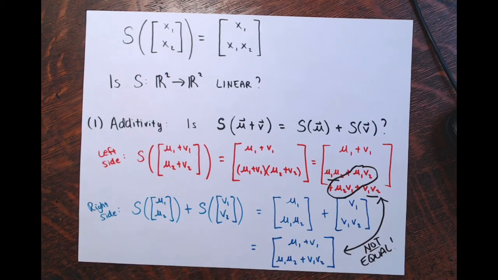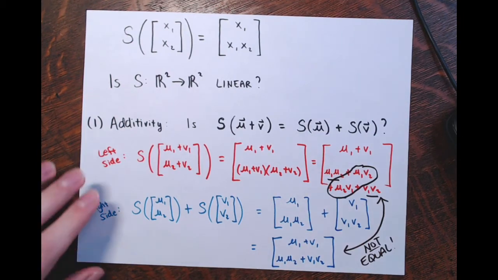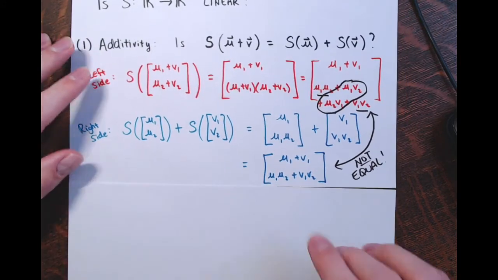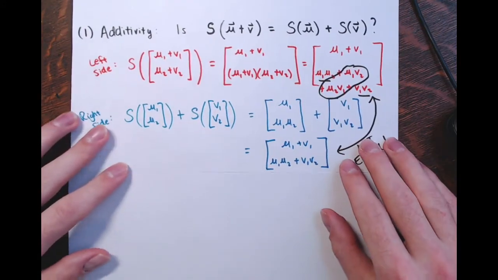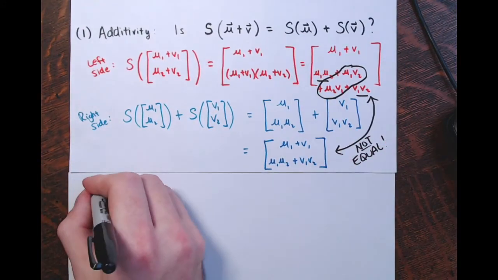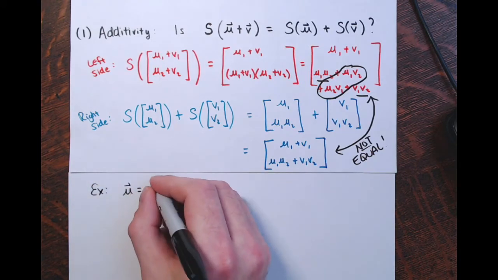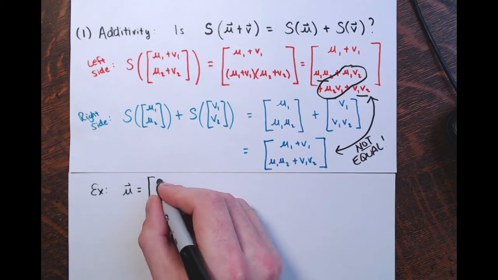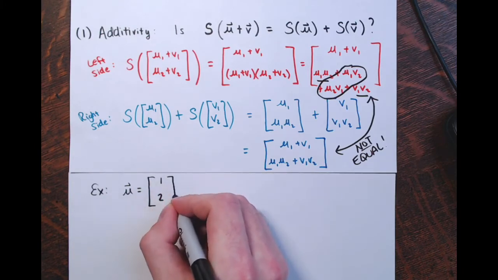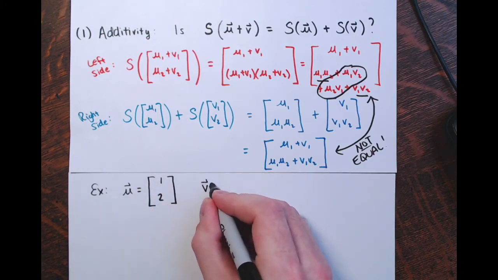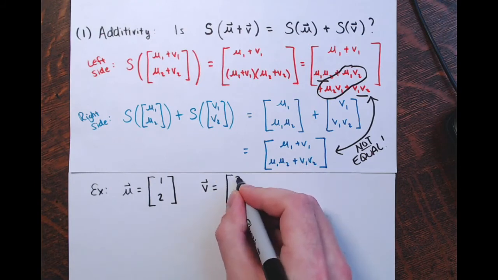And if that's the case, let me just show you an example. I'll find a vector U and a vector V where this does not happen. So here's an example, or a counterexample. Suppose vector U is the vector 1, 2. And the vector V is the vector 3, 4.